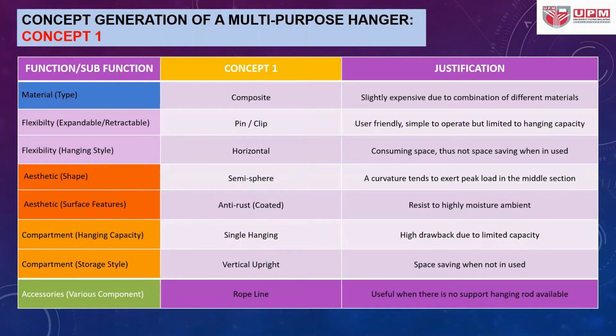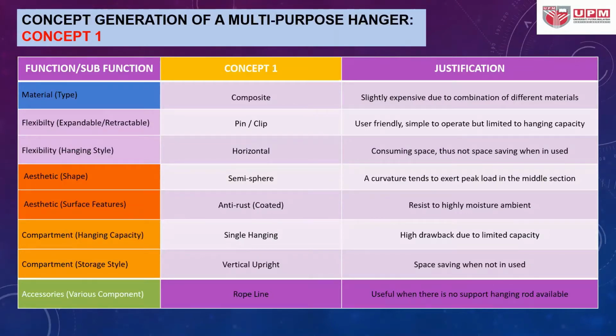In this slide, you can see the justification for the selection of ideas for concept number 1. For example, composite. For concept number 1, the disadvantage of this material is it is slightly expensive due to the combination of different materials. However, for the pin and clip, they are user-friendly, simple to operate, but limited to hanging capacity. Another advantage for concept number 1, we have anti-rust or coated, which resists the highly moisture ambient.